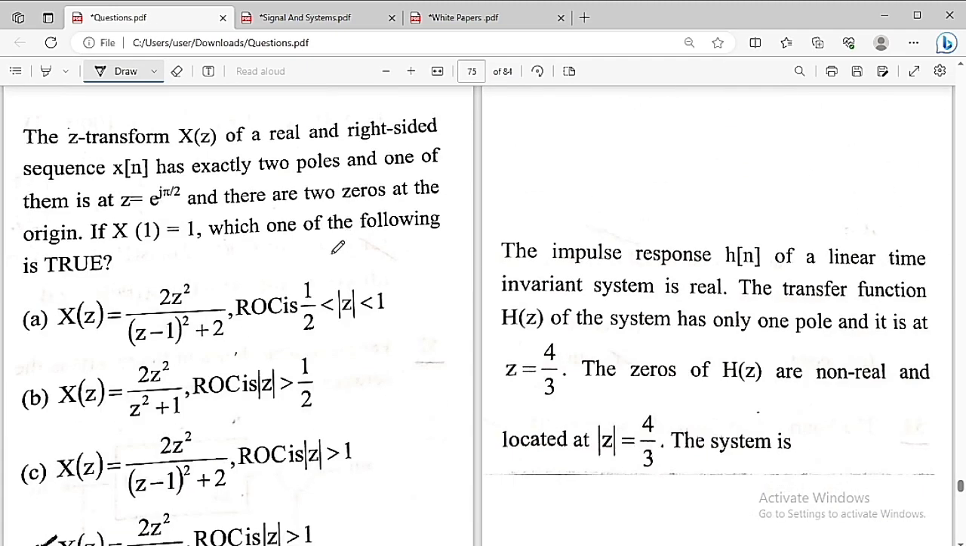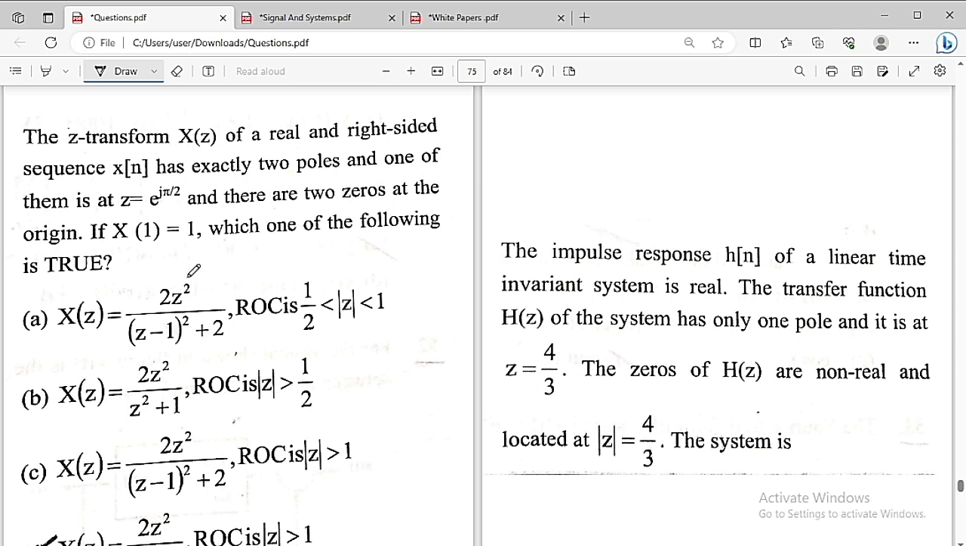So now we are going to solve another question. Read the question here. The z transform X of z of a real and right-sided sequence x of n has exactly two poles, and one of them is at z equal to e to the power of j pi by 2, and there are two zeros at the origin. If x of 1 is equal to 1, which of the following is true?